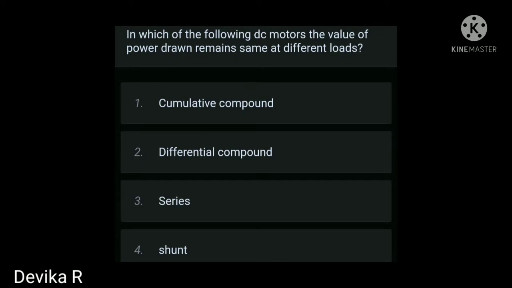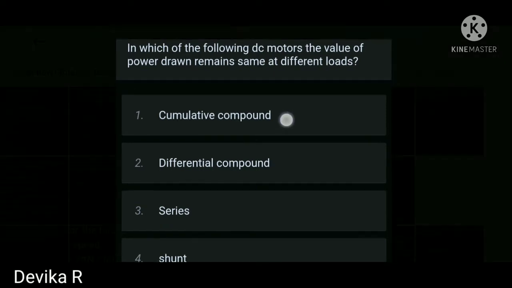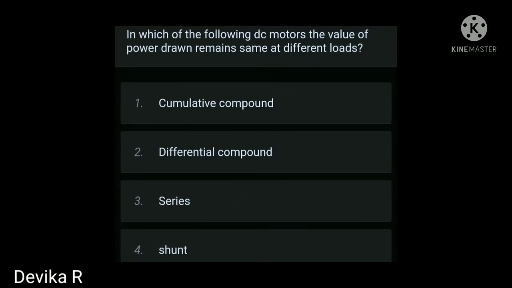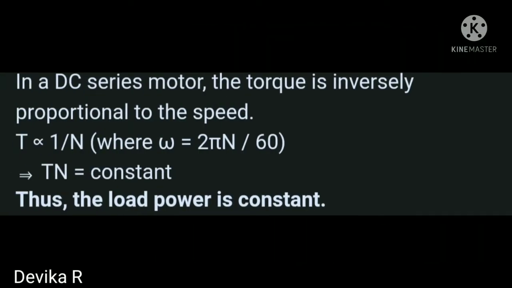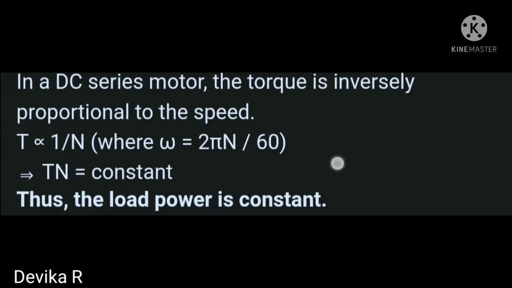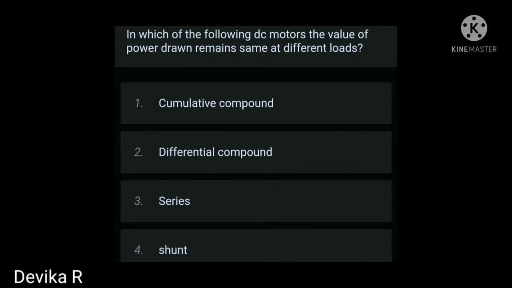Which of the following DC motors draws the same value of power at different loads? The power remains the same at different loads. Which type of motor is correct? Cumulative, differential, series, shunt. What is that? It is the series motor, because in a DC series motor torque and speed are inversely proportional. That means T times N equals a constant. That is, the load power is constant. Torque into speed is called power. So the load power is constant. So the option is 3, the series motor. The series motor is used to maintain the power at the same value at different loads.